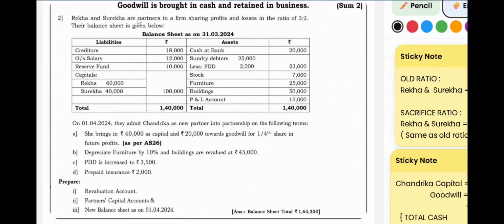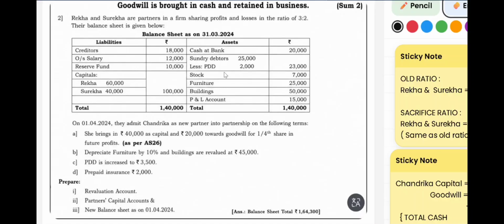Rekha and Surekha are partners in a firm sharing profits and losses in the ratio of 3 is to 2. Their balance sheet is given below as on 31st March 2024. Let's see the entries on the liability side. Creditors 18,000, outstanding salary 12,000, reserve fund 10,000, and the capitals of the old partners, that is Rekha 60,000, Surekha 40,000. Total capital is 1 lakh.